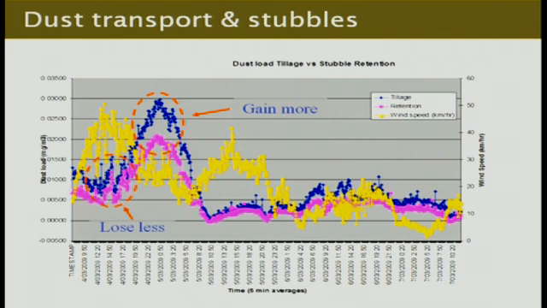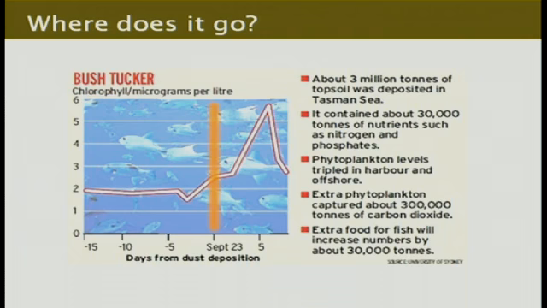And where does all that dust go if we don't catch it? Well, this was the September 09 event, and this dust band that went out into the ocean, also into Sydney Harbour, University of Sydney worked it out, and they reckon that 3 million tonnes of topsoil ended up out in the Tasman.